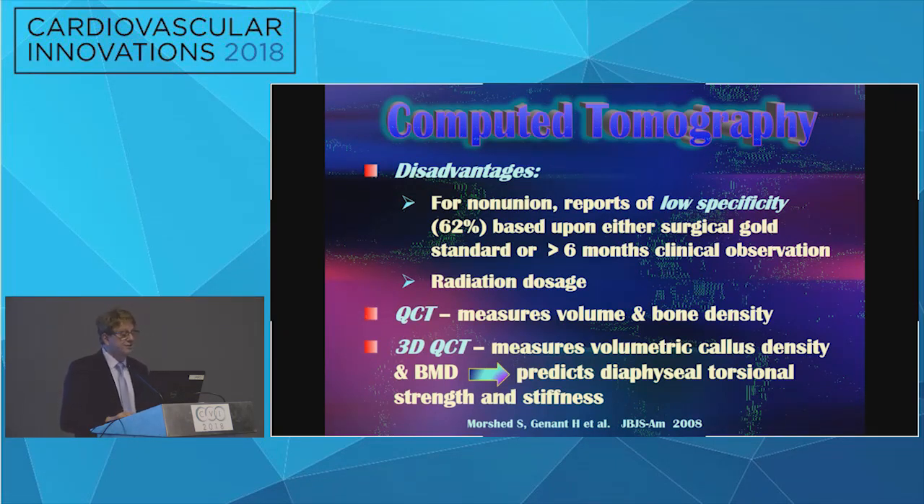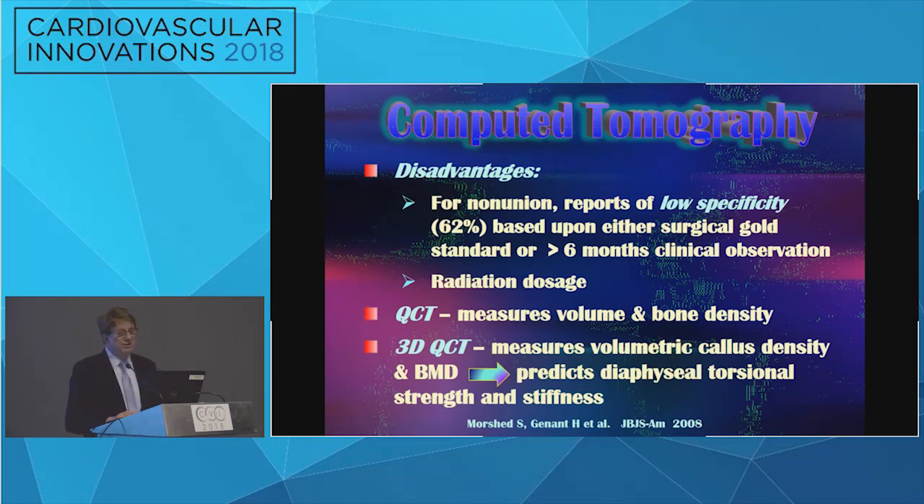It has some disadvantages, okay? One of them is, in fact, that it's said to have, in some studies, low specificity for non-union. And obviously radiation dosage, all right? CT scans in general have higher radiation dosage.